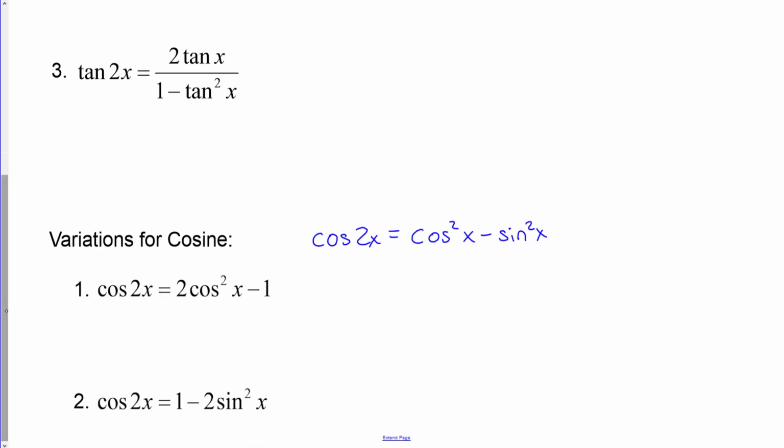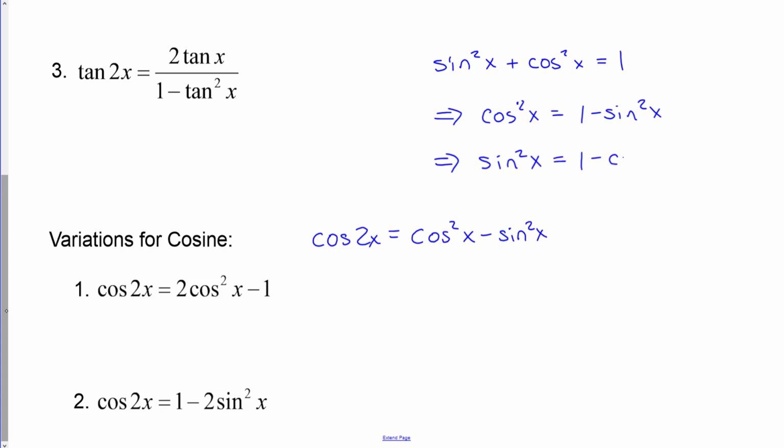Now for these others, what you can do is work with the Pythagorean identities. So for instance, we know that sine squared x plus cosine squared x is equal to 1, which means cosine squared x is equal to 1 minus sine squared x, and if we go the other route, we could say sine squared x is equal to 1 minus cosine squared x. Those come directly from the Pythagorean identities.